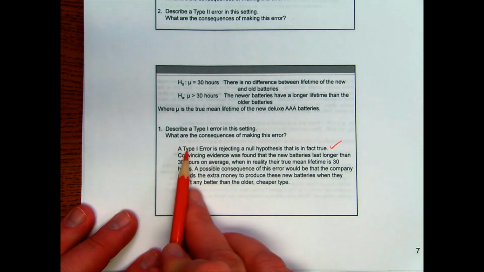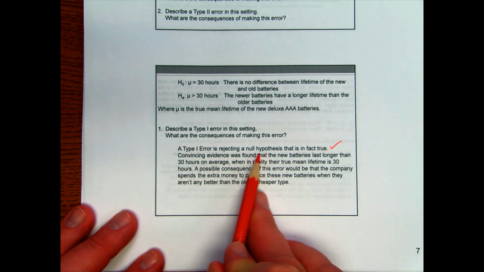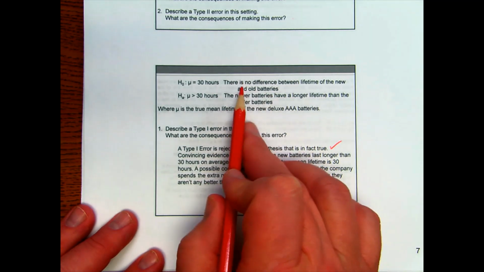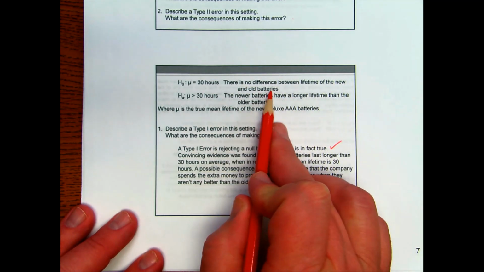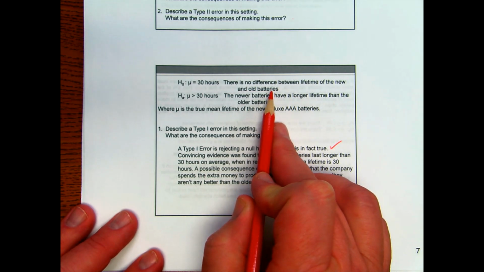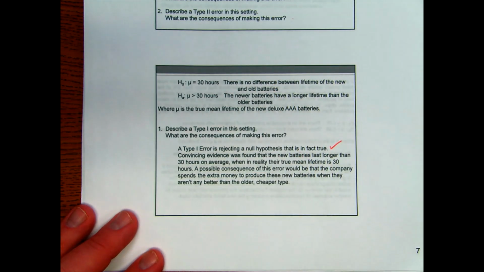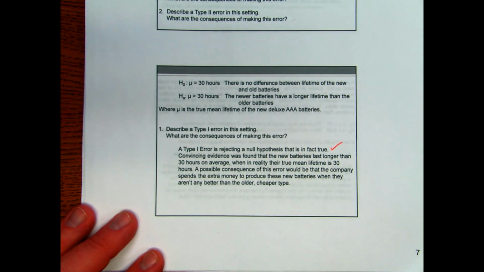So, a type 1 error is rejecting the null hypothesis when it's in fact true. So it is true that there is no difference between the new batteries and the old batteries, but we found evidence that there is. So we found false evidence that they really do last longer. So the consequence of this is the company would invest whatever money it would invest to make these new batteries, and the new batteries aren't any better than the older ones.